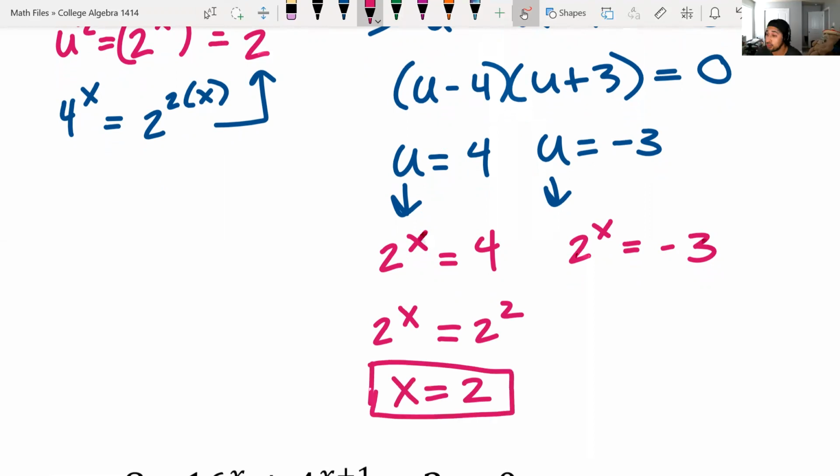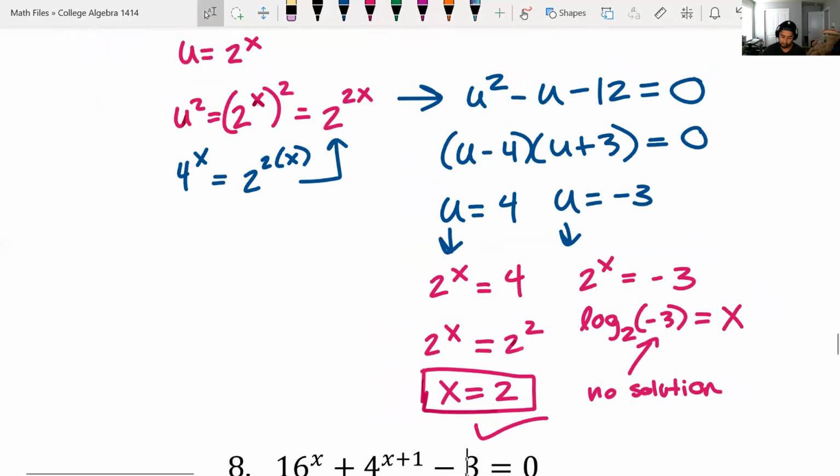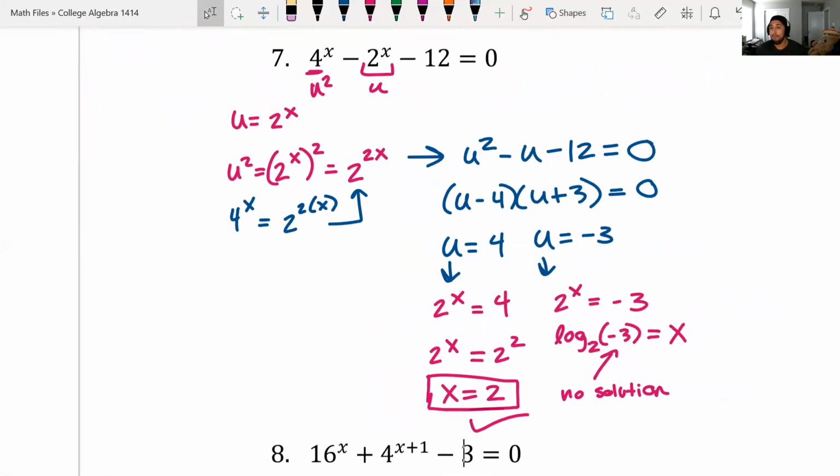Good there. Now for the second one, can we change negative 3 into a base of 2? Well, we have no idea. So for this one, we must convert from exponential to logarithm. So here, you'll get log base 2 of negative 3 equal to x. And since there's a negative 3 inside my log, this means that there will not be a solution for this part. So we're going to say no solution there, because there's a negative number inside my log. So x equals 2 is our only solution. Okay, again.